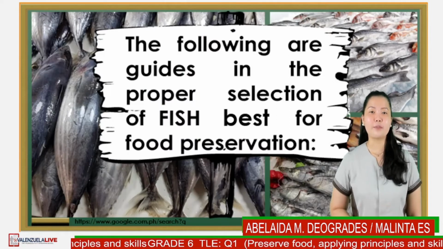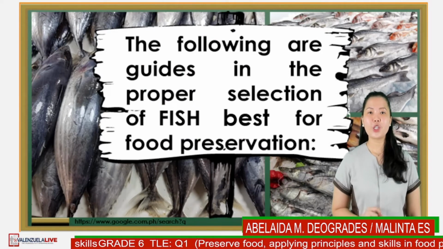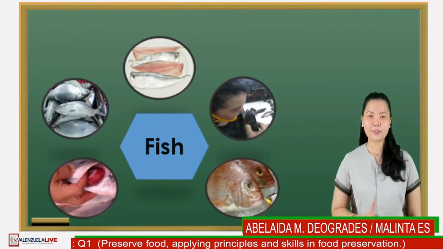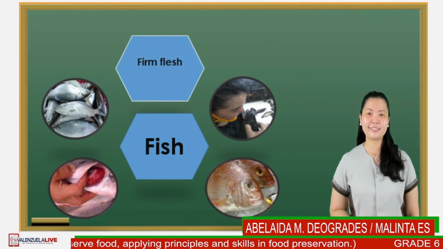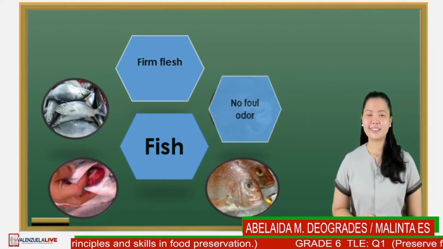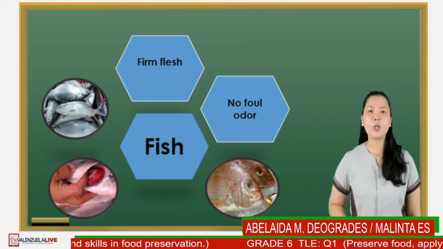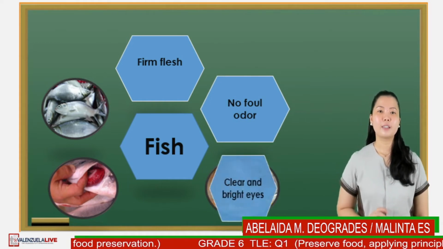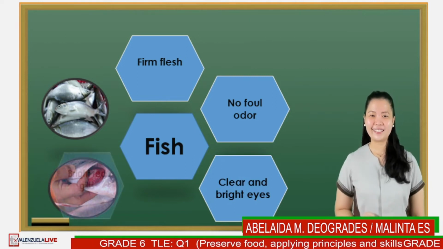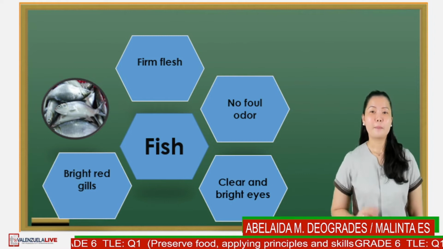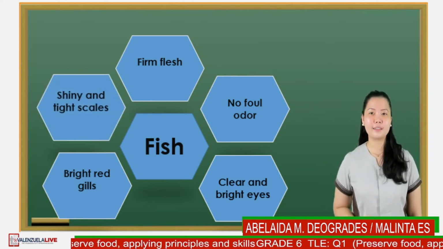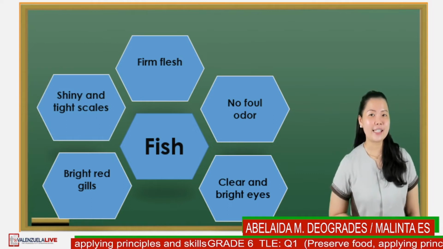Other guides in the proper selection of fish best for food preservation. First, firm flesh. Second, no foul odor. Third, clear and bright eyes. Fourth, bright red gills. And fifth, shiny and tight scales.